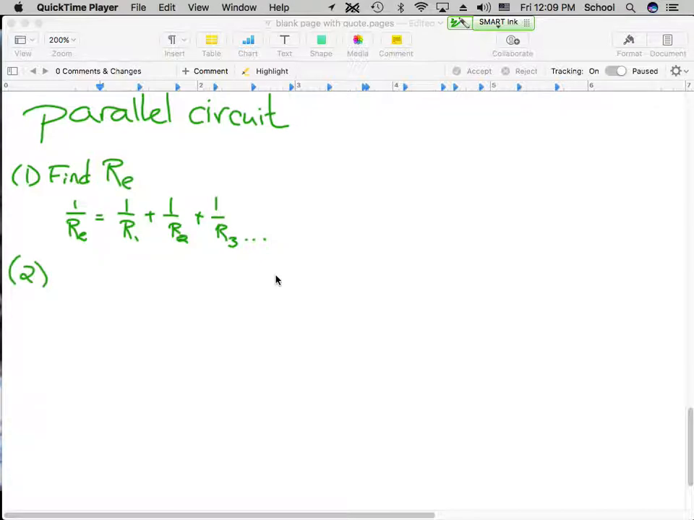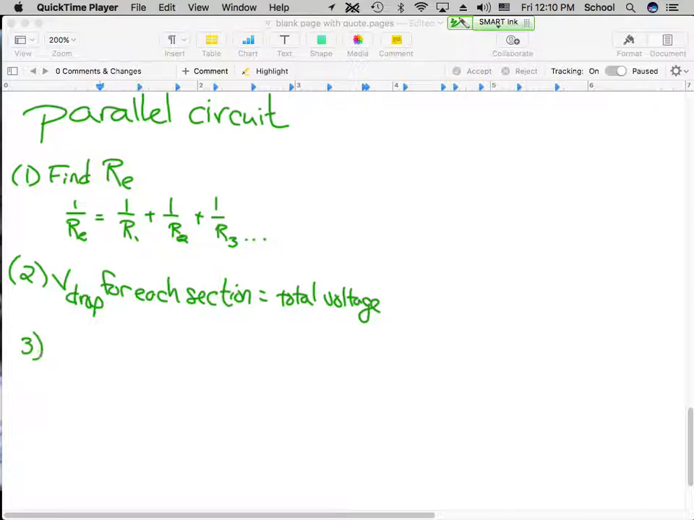Then we said what was the same in a parallel circuit is the voltage drop. So in section 2, we can figure out the V drop right off the bat. The V drop for each section is equal to the total voltage, because each one is connected separately to the battery, and so the total voltage is going to be lost in each section. So it's super duper simple.